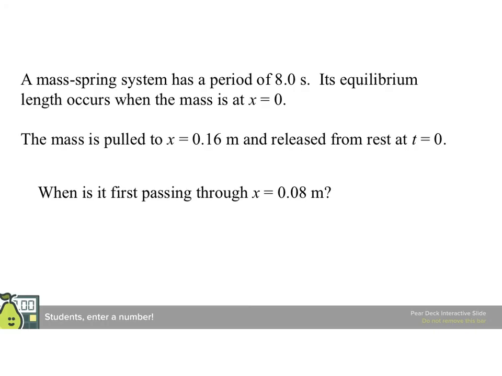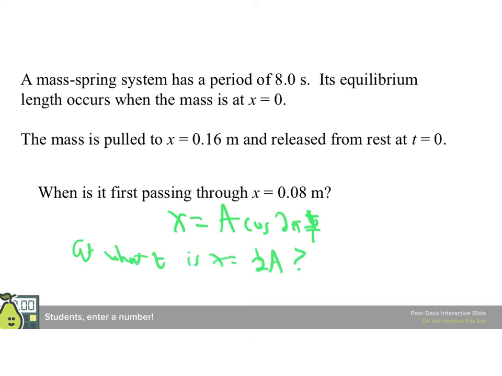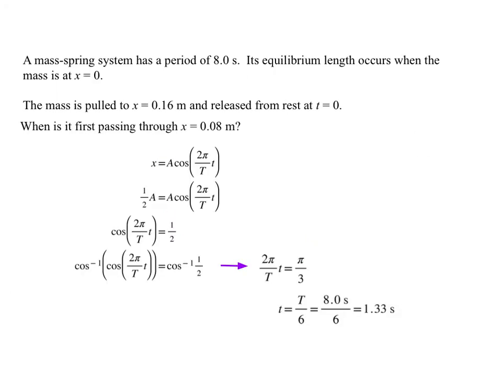Same setup, and we'd like to know when is it first passing through x equals 0.08 meters. In other words, halfway to its amplitude. This one, it turns out, you've got to do some grungy work. We've got to take this formula, and we're going to say at what t is x equal to 1/2 the amplitude. The actual grungy algebra of that is to just go through here and say, well, 1/2 equals cosine of 2 pi t over T. So we take the inverse cosine of both sides so as to liberate the time from the cosine argument. And we get 2 pi over the period times time is pi over 3. So we must end up at 1.33 seconds.